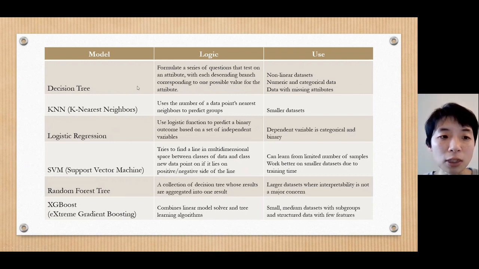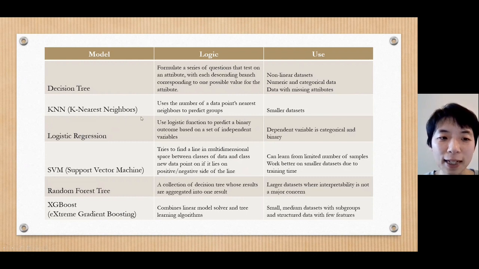So the decision tree model formulates a series of questions that test on an attribute, with each descending branch corresponding to one possible value for the attribute. And it's usually used with nonlinear datasets, numeric and categorical data, and data with missing attributes.